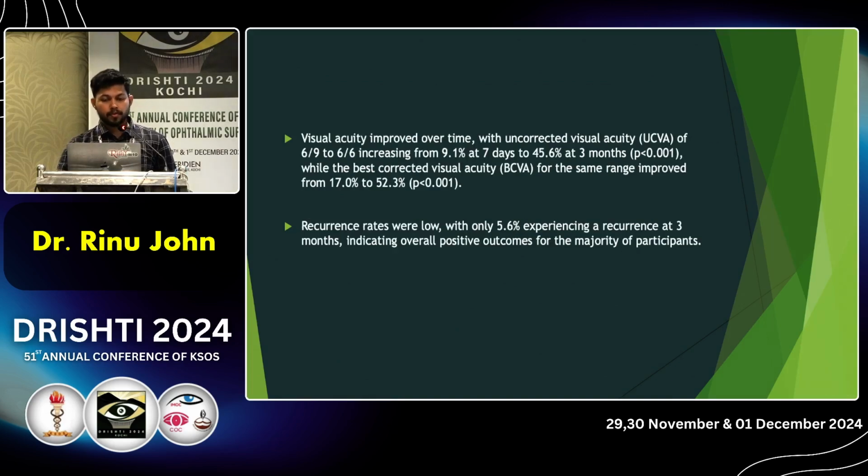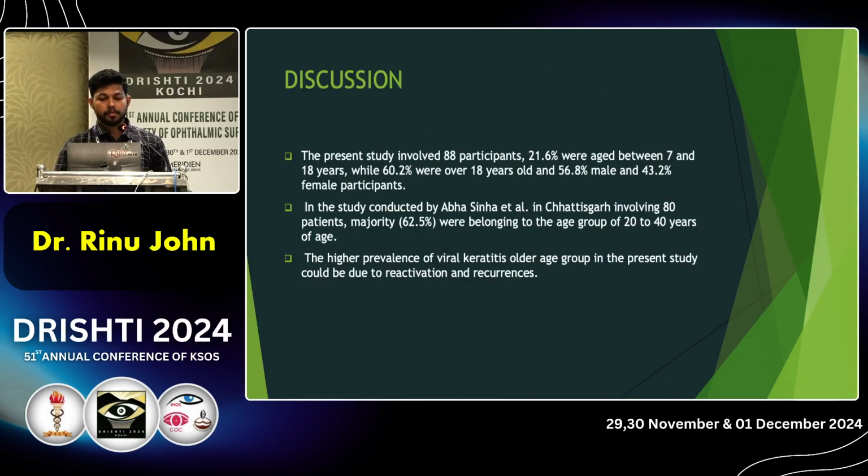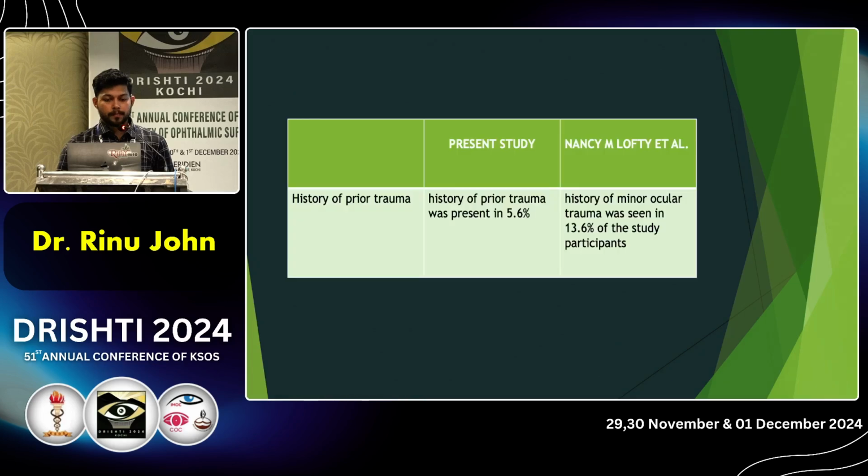Visual acuity improved over time, with the uncorrected visual acuity of 6/12 or better increasing from 9.1% at 7 days to 45.6% at 3 months. The best corrected visual acuity for the same range improved from 17.0% to 52.3%. Recurrence rates were low, with only 5.6% experiencing a recurrence at 3 months, indicating overall positive outcomes in the majority of participants. The present study included 88 participants.